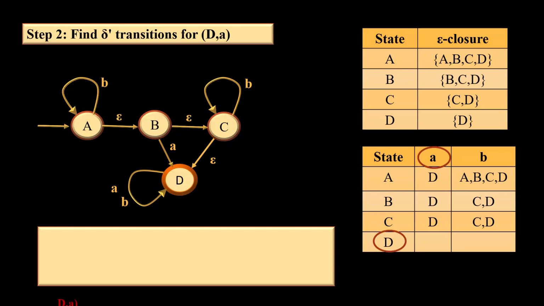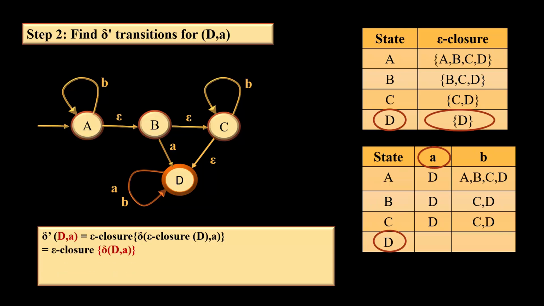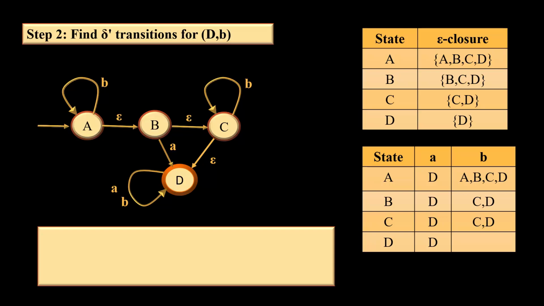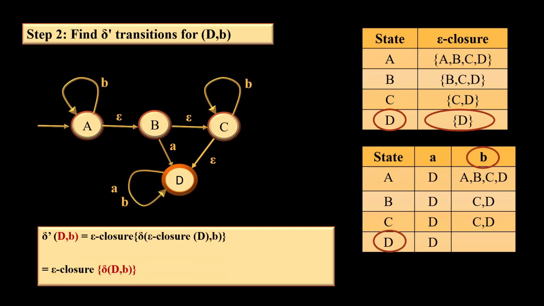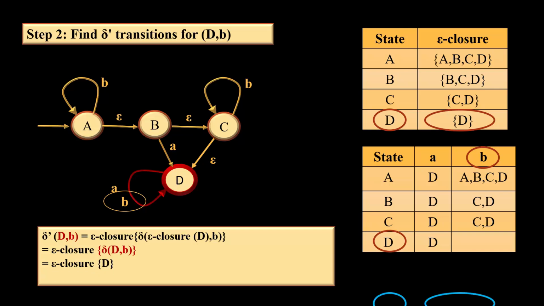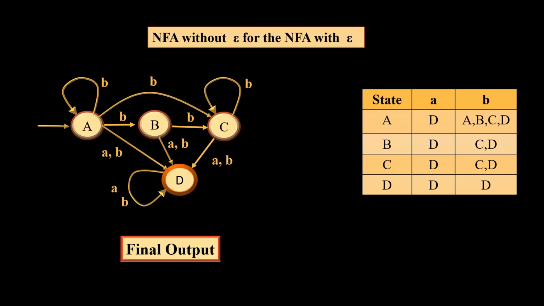We are left with the last state, that is D comma A. D comma A, that means epsilon closure of D only, and when we check D on A there is a self loop, so this will include only D. Next we move to D comma B. Again here we have only epsilon closure of D, self loop of B on D itself, so this will be D only. Now once we get this table corresponding to all the inputs, we draw the NFA without epsilon.